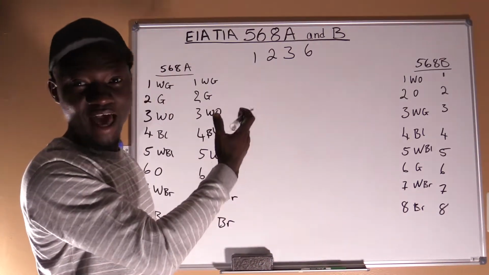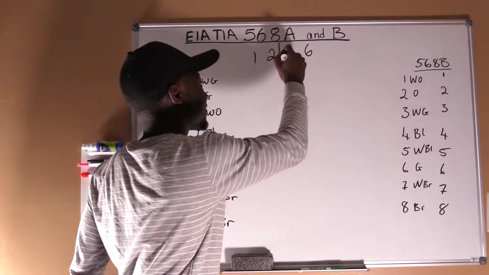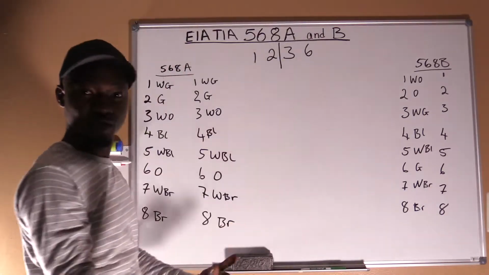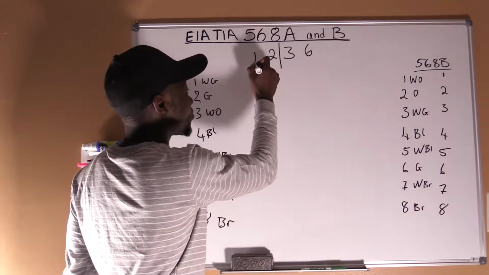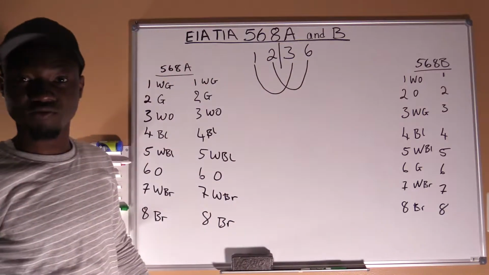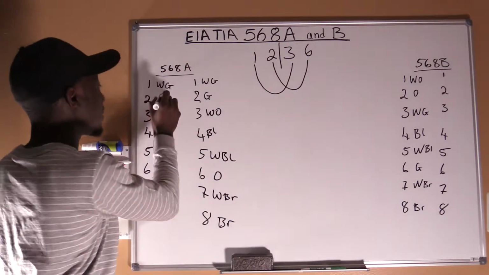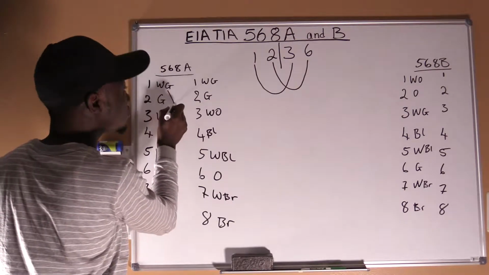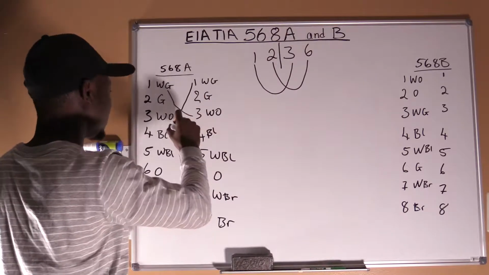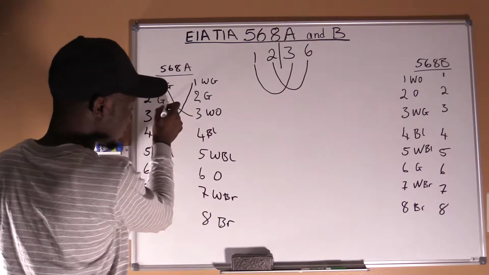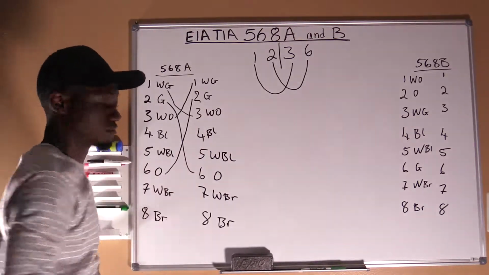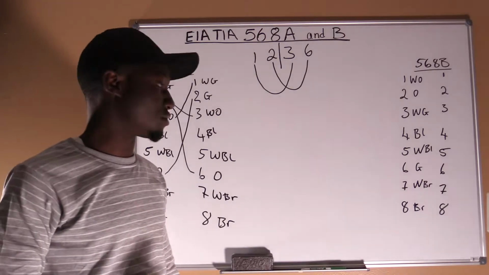You split that in half. Draw a line right here. So you have 1, 2, 3, 6. Same numbers. Now you connect 1 to 3 and then 2 to 6. That's it for your crossover cable. So 1 connect to 3. And then 2 connects to 6. That's for your crossover cable.